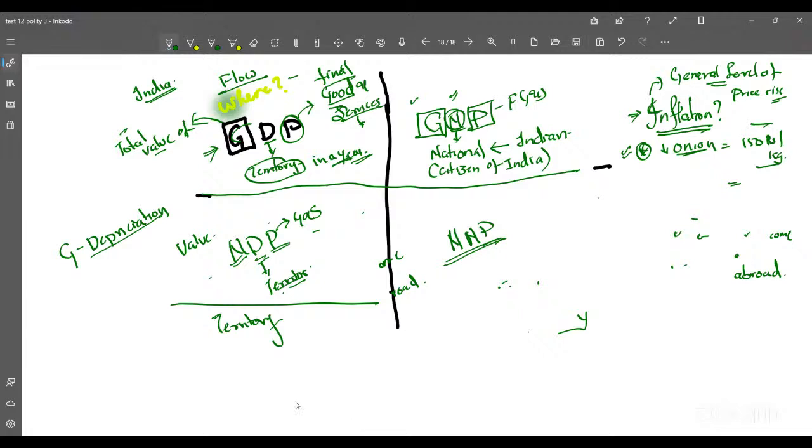Whenever you are speaking about inflation, whenever you are reading the definition of inflation, you should have proper understanding about what you are learning. Getting the point? Yes, sir.